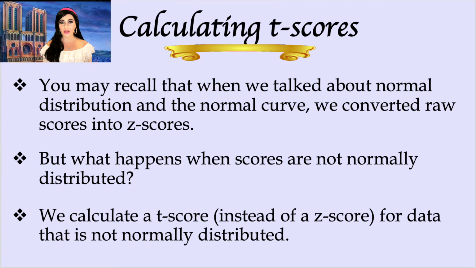So you may recall that when we talked about the normal distribution and the normal curve, we converted raw scores into z-scores. But what happens when those scores are not normally distributed, when they don't fall on a symmetrical distribution? That is the case when we would calculate a t-score instead of a z-score for data that is not normally distributed. And more often than not, whenever you go ahead and conduct your own research, you will realize that most data that we collect as researchers are not going to be normally distributed. So instead of z-scores, you're probably going to be calculating t-scores as well.